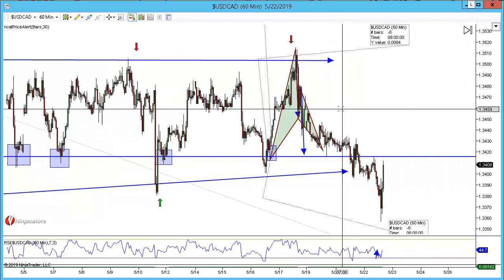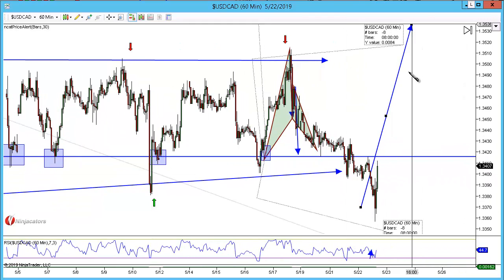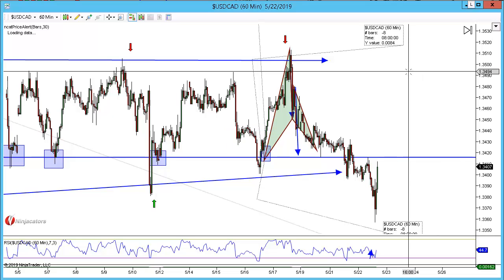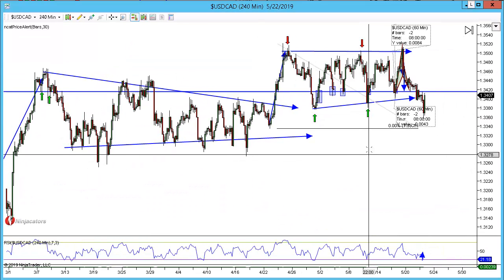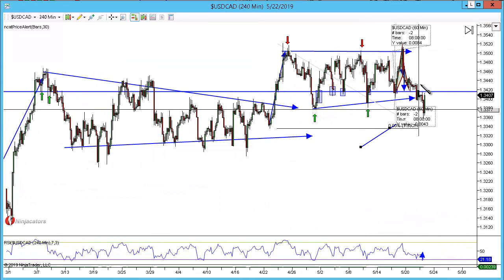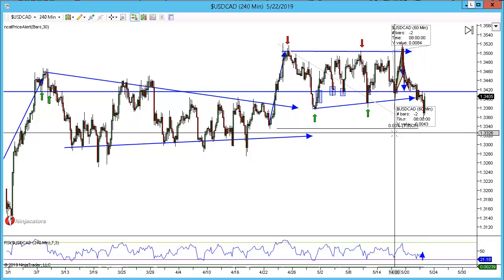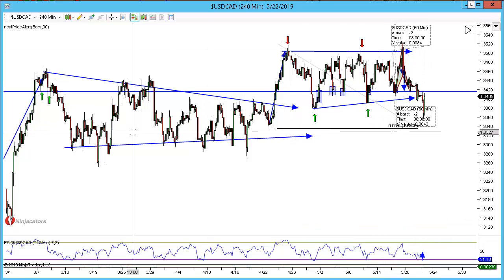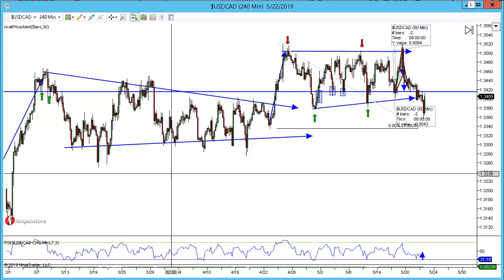It wouldn't surprise me if from this point we just rallied on up to hit targets now. This being one of those fake breaks that just breaks out and instantly sucks all the way back up, stopping everybody out. I guess we'll know in a day or two.